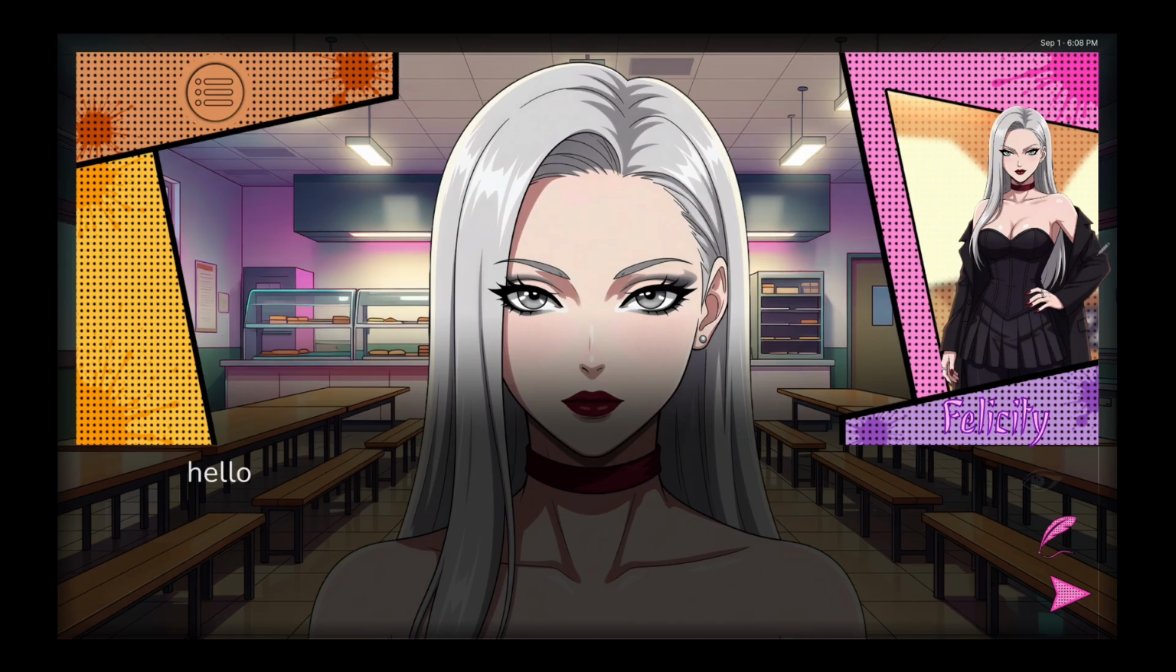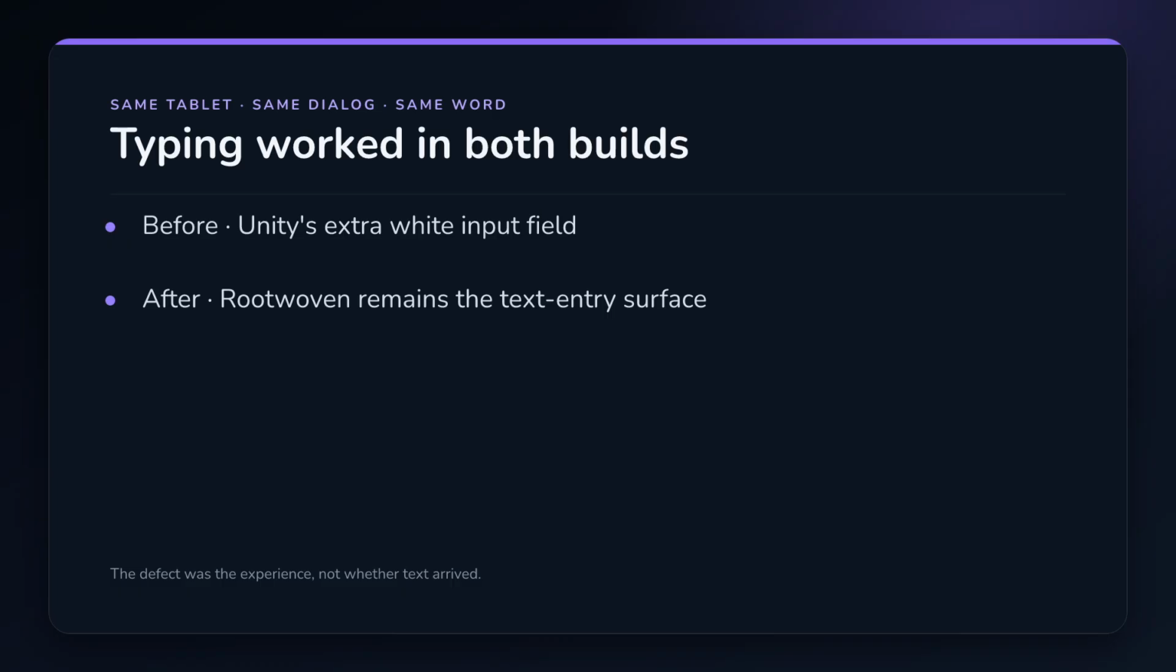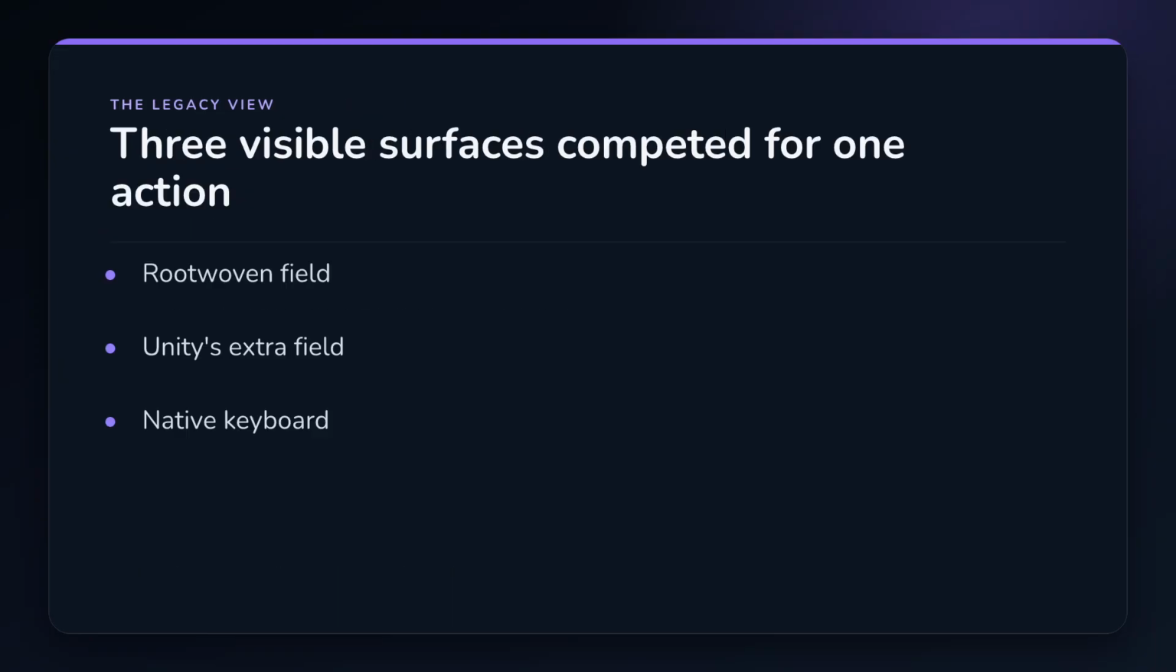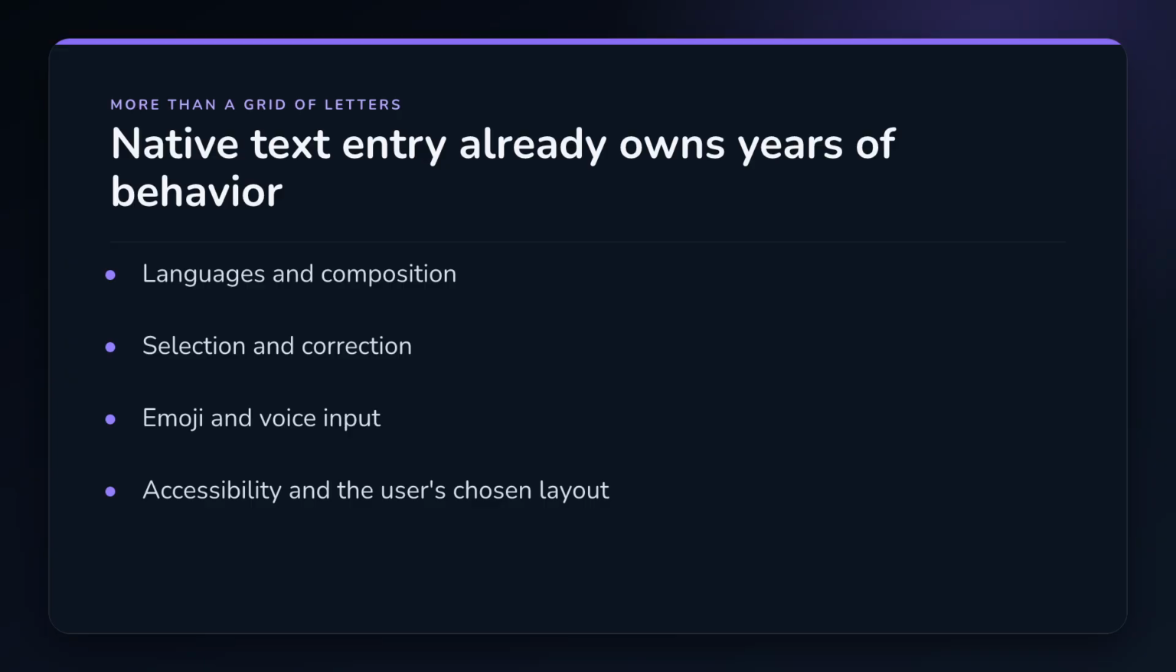The first useful distinction was that the white strip was not the keyboard. Android calls the phone keyboard, and the system that sends its text into an app, an input method editor, or IME. That is the only keyboard acronym we need. The important part is that a native keyboard is much more than a grid of letters. It handles languages, words that are still being composed, selection, correction, emoji, voice input, and accessibility behavior. Those are mature expectations, not decorative extras.